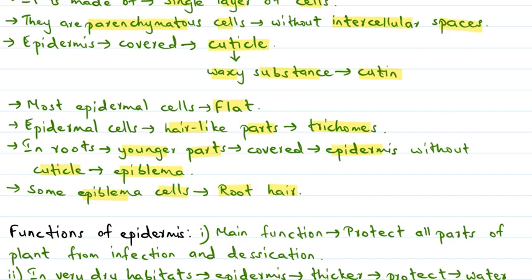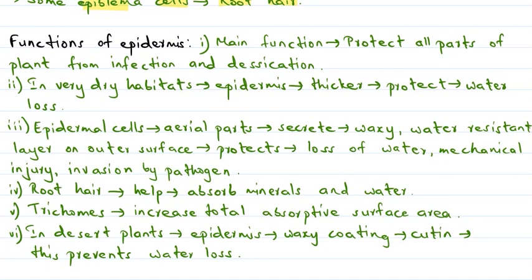Then we discussed about the functions of epidermis. So the main function of epidermis is to protect all the parts of the plant from infection and desiccation. Then in very dry habitats like in deserts, the epidermis is thicker. And why are they thick in deserts? Because this helps to protect from the water loss. Then the epidermal cells in aerial parts of the plant secrete a waxy water resistant layer on outer surface which protects against the loss of water, against the mechanical injury, invasion by pathogens like fungi, etc. And due to this protective role, the cells of epidermal tissue form a continuous layer without the intercellular spaces.